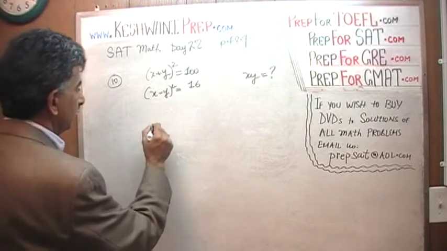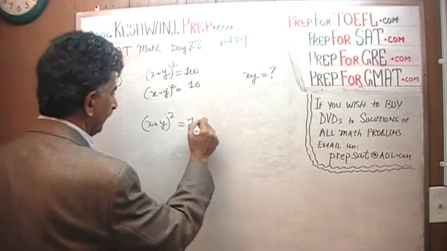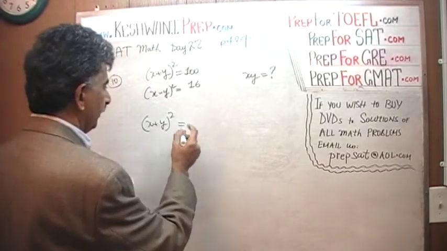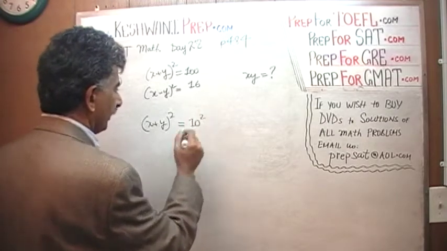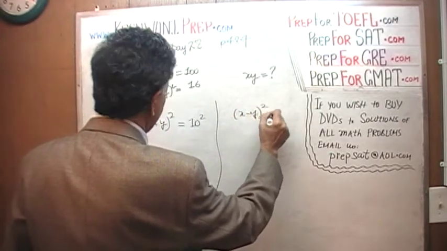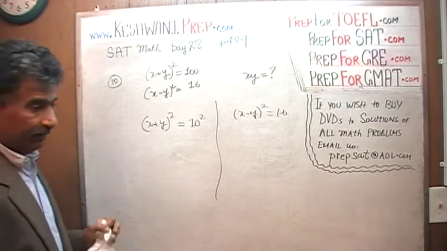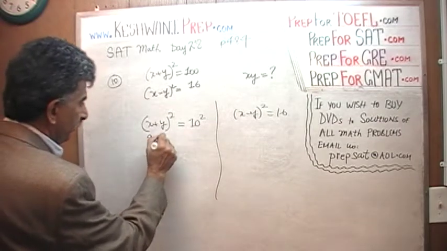Okay, let me start again. We are told that (x + y)² equals 100, which of course is the same as 10 squared. And we are also told that their difference squared has to equal 16. And since x plus y has to be 10, we started out with 9 and 1.